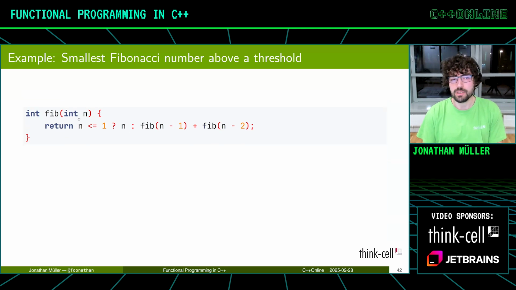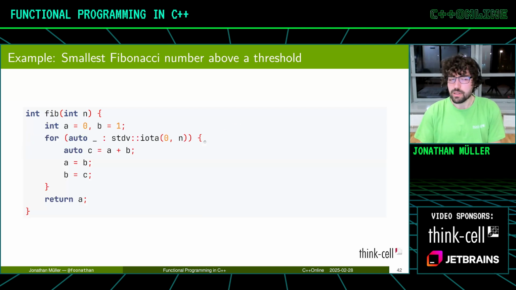This is a very functional style way of defining the Fibonacci numbers. If n is less than 1, then we return n unchanged. Otherwise, the sum of the two previous ones. And it's also horribly inefficient, right? It's exponential time or something. But luckily, we don't need to do it functionally.